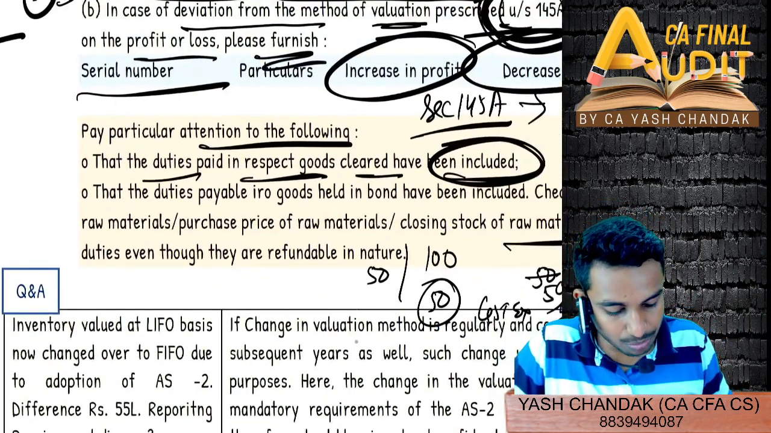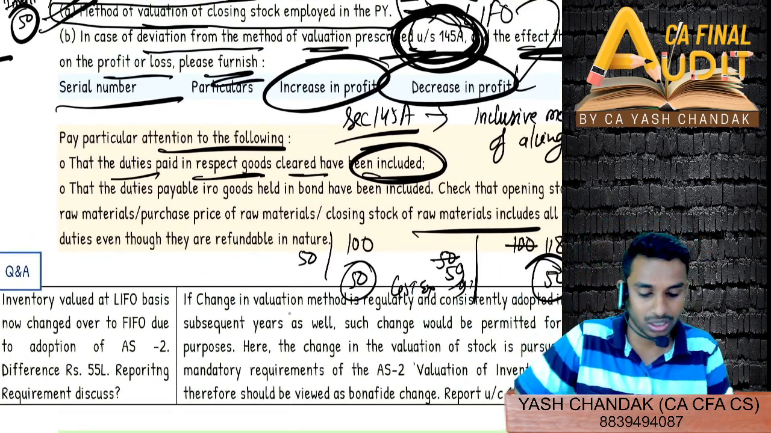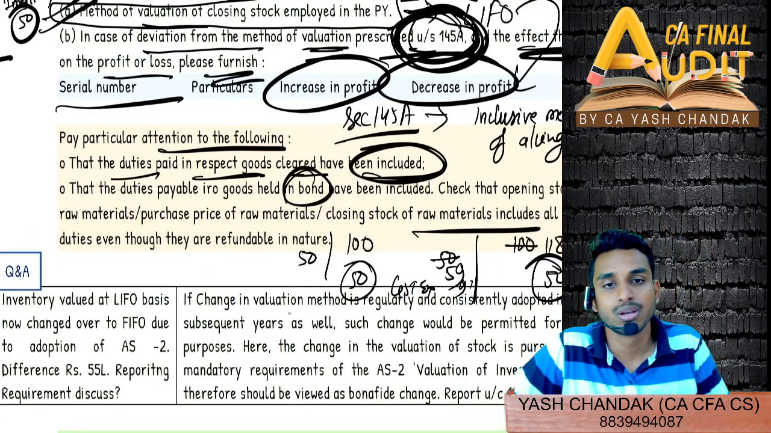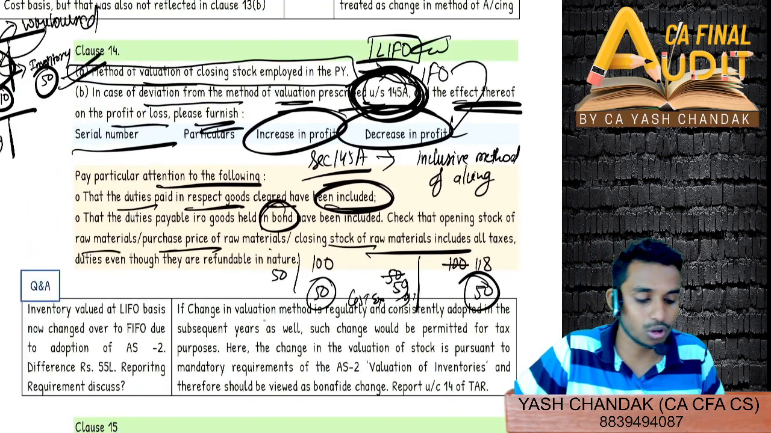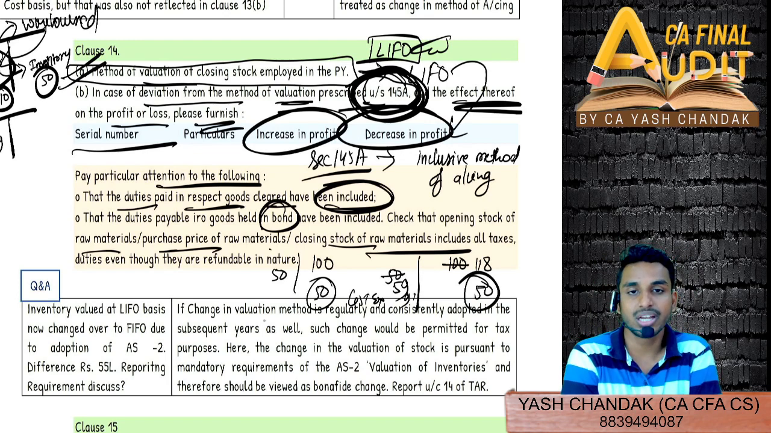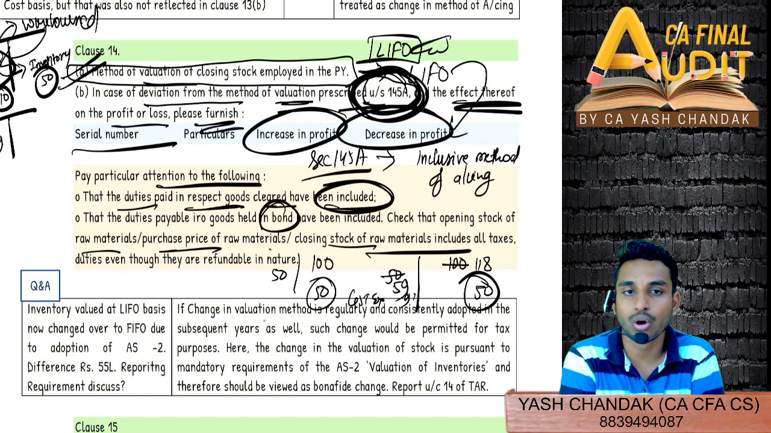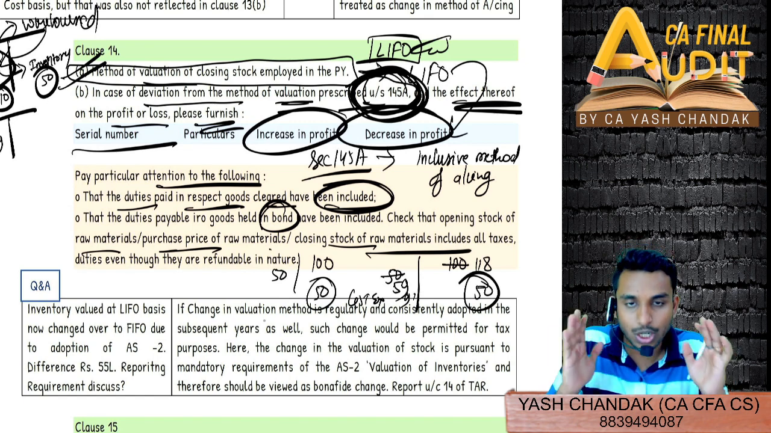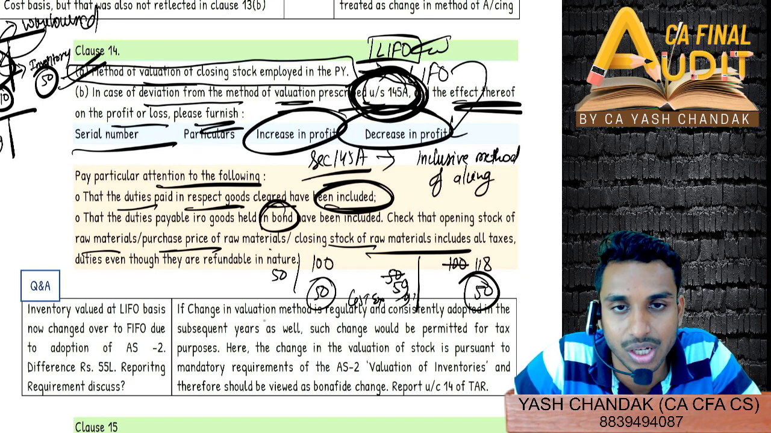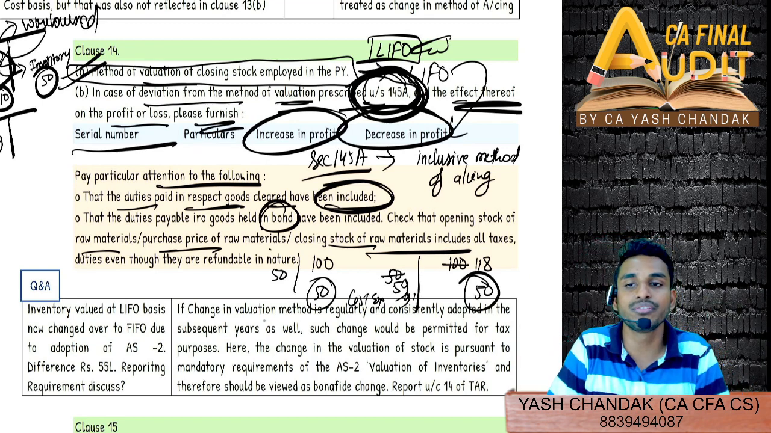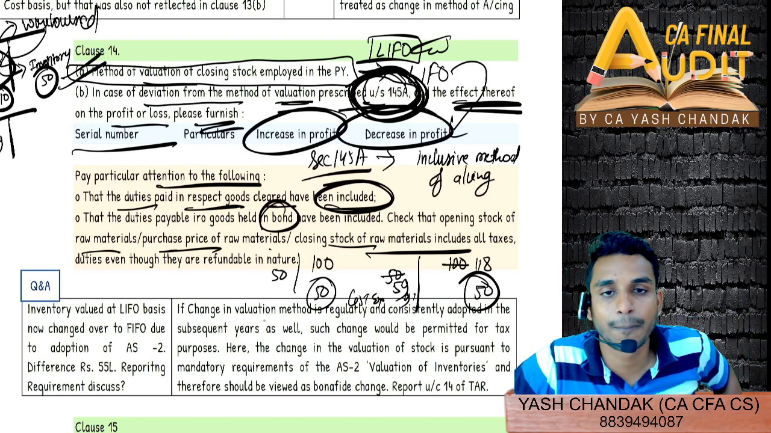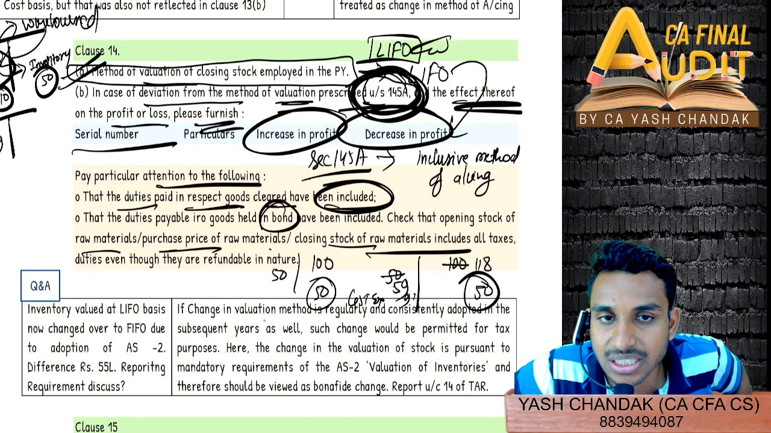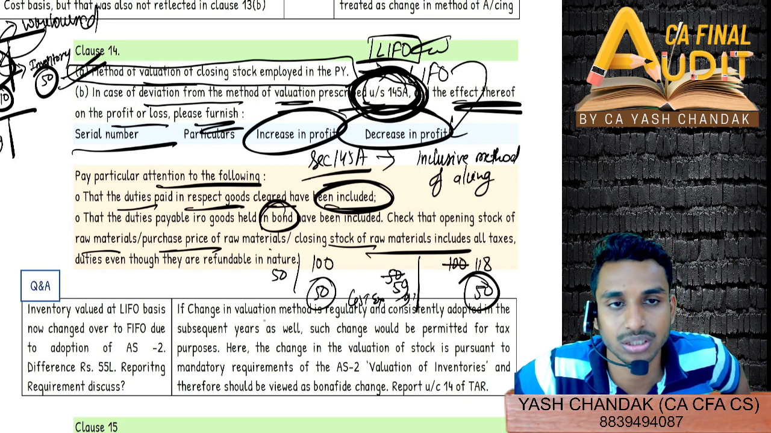Similarly, check whether duties payable in respect of goods held in bond have been included or not. This is what I was talking about: warehouse goods, bonded goods. Check that opening stock of raw material, purchase price of raw material, and closing stock of raw material include all these taxes, indirect taxes, and duties. It doesn't matter whether they are refundable or not. Even if they are refundable in nature, right now we have incurred our duties and expenses, so they will be included as a part of inventory. Once they are refunded, we can show it as income. But right now, even if they are refundable, we still have to include them in our valuation. Clear?